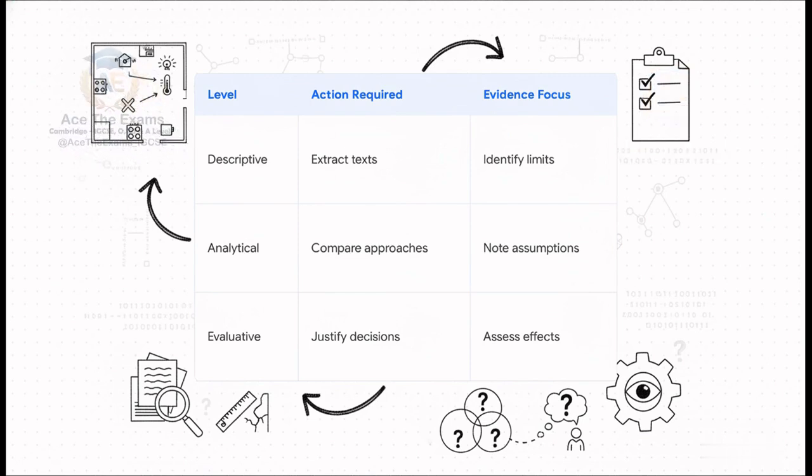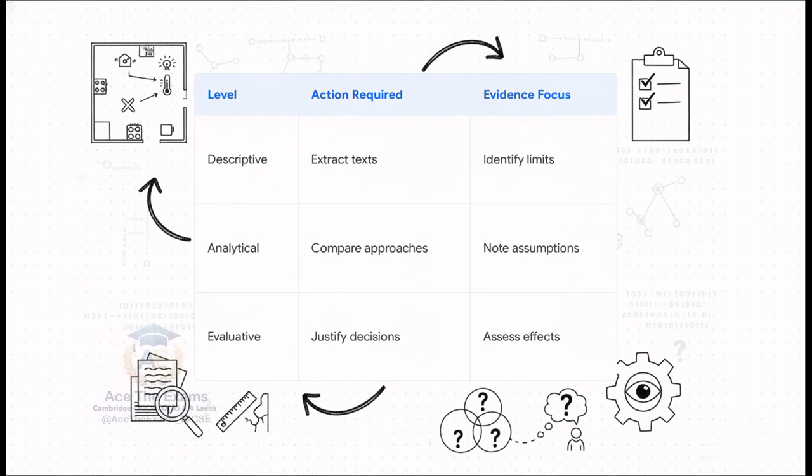We have 3 tiers of assessment levels: descriptive, analytical, and evaluative. At the base level descriptive tier, your action required is just to extract texts and tables and maybe identify some basic limitations of the evidence. Honestly, this only gets you passing marks. It's the bare minimum. To level up to the analytical tier, you must start to compare approaches.